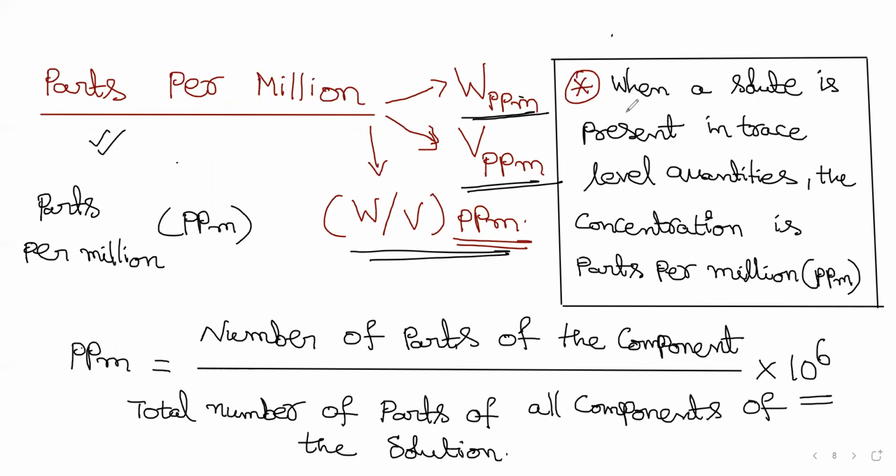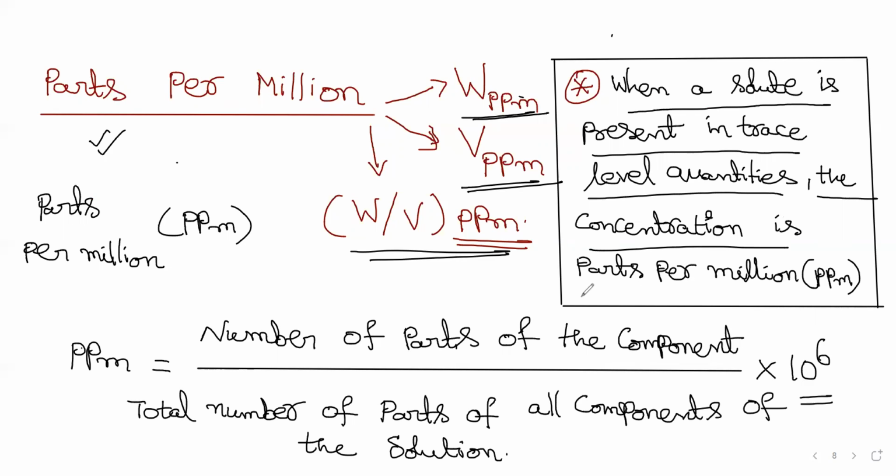When do we express concentration in parts per million? This is the situation. When a solute is present in trace level quantities or trace amounts, the concentration is expressed in parts per million. So when you have a very small amount of solute present in the atmosphere or any solution you consider, that is expressed in parts per million. Generally, pollutants are expressed in parts per million.